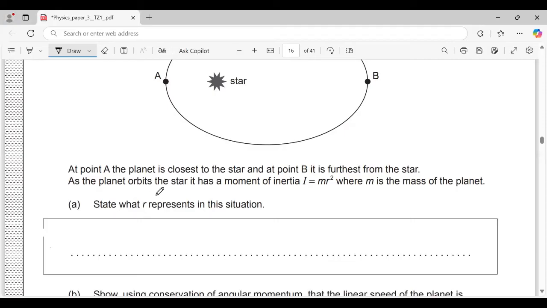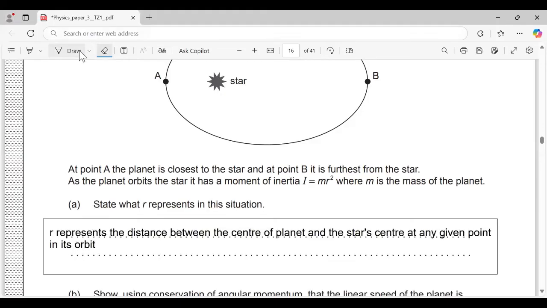State what r represents in this situation. I have provided my answer. This r represents the distance between the center of the planet and the star's center at any given point in orbit. So this is r. This is r_A when the planet is at point A, and this is r_B when the planet is at point B.